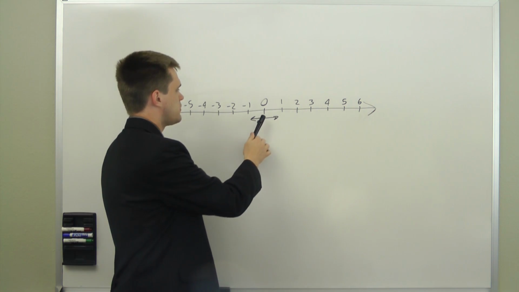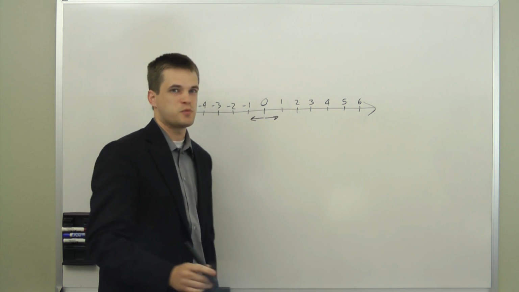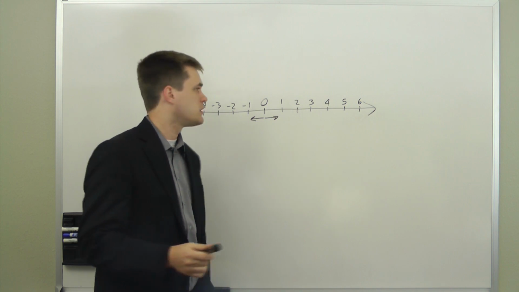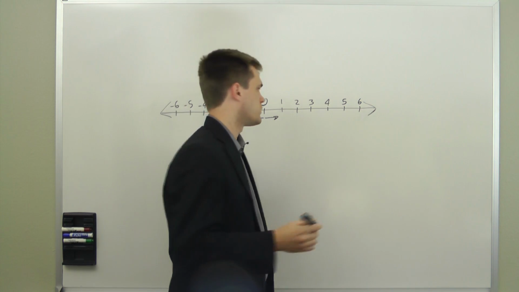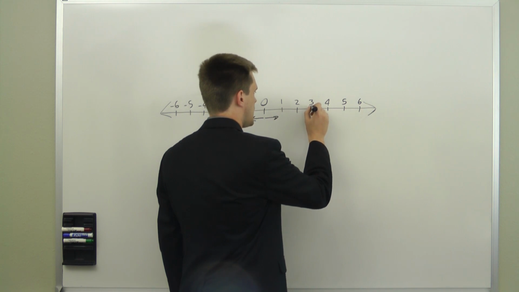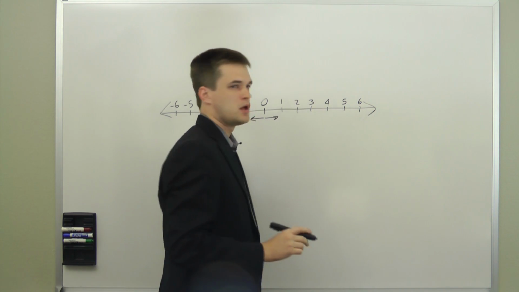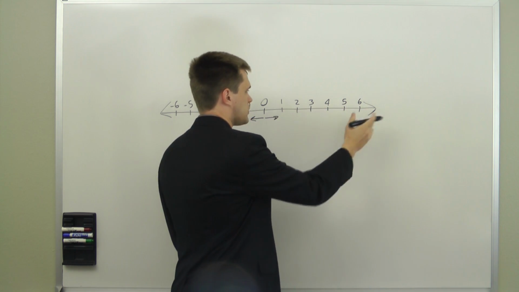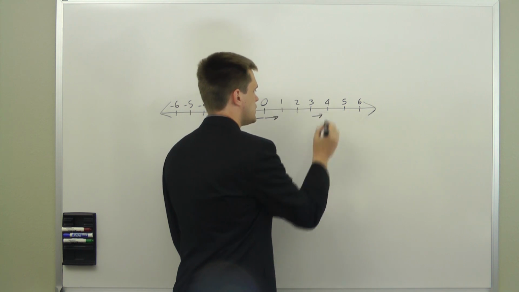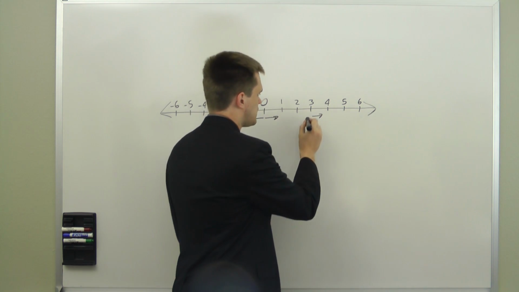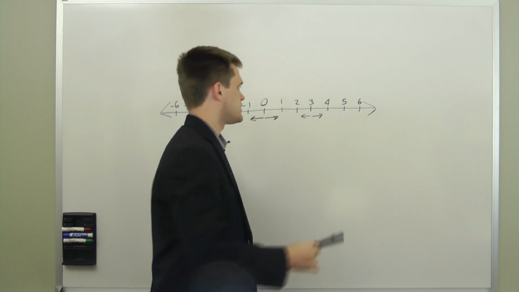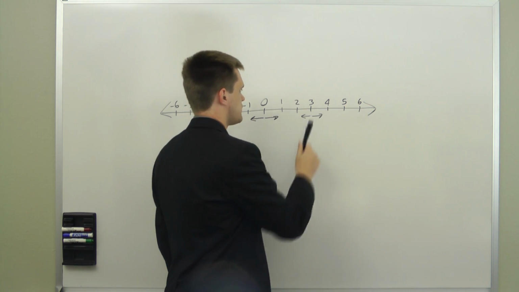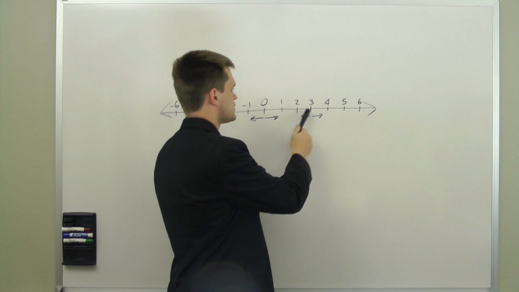Now you can use other numbers than 0 as your reference point for greater than or less than. For instance, we can arbitrarily decide that we're going to use 3 as our reference point. And so anything that appears on the number line to the right of 3 is greater than 3. Anything that appears to the left is less than 3. So we can say that 4 is greater than 3, or that 2 is less than 3.